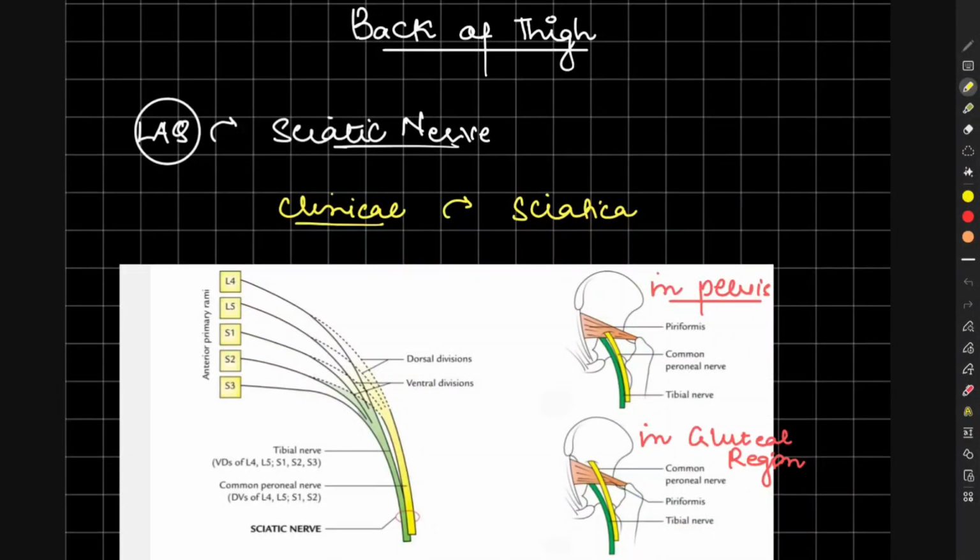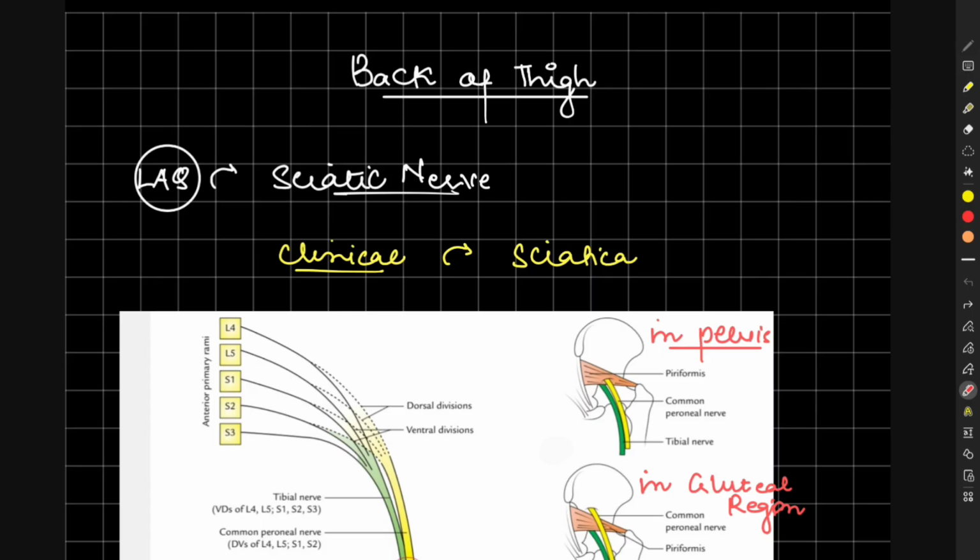So we have completed the muscles of the back of the thigh, which include the semimembranosus, semitendinosus, biceps femoris, and the adductor magnus. Now moving on to the very important LAQ of the back of the thigh, a frequently asked question in the university and the internal exams, that is about the sciatic nerve. Also the clinical included is about sciatica. Sciatica is asked very frequently in viva or in the theory paper.